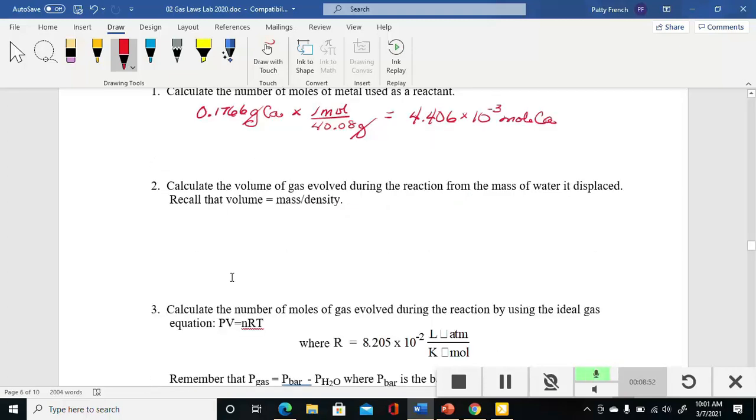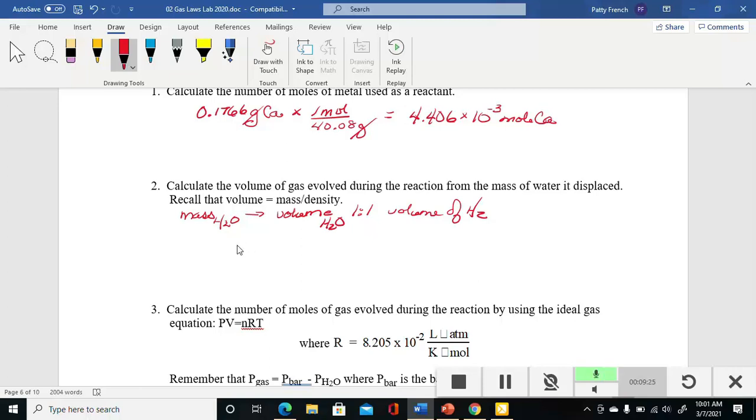We're going to continue on working with the mass of the water to find the volume of the gas. So the mass of the water, we're going to convert to volume of water, which is a 1-to-1 ratio with the volume of H2, of hydrogen gas.